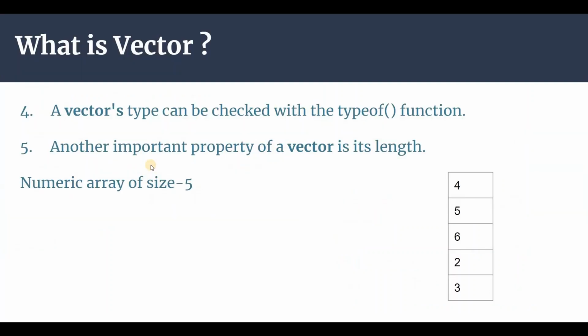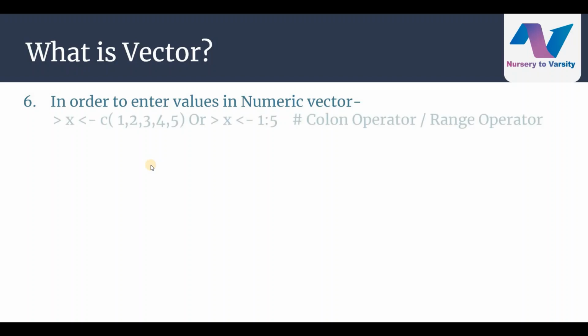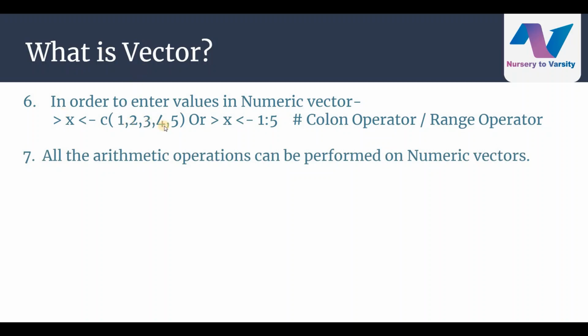And we'll go again to this slide, and we can see what the 6th statement says. It says, in order to enter values in a numeric vector, we can use either the C function or the colon operator, or we can call it the range operator. In the C function, you have the leverage that you can store any random values. That can be 1, 5, 7, 8, 10, any random values. But when you are using the colon operator, you will be storing values in a sequence wherein you give your first value and your last value. And when you store this into X, it will be storing values 1, 2, 3, 4 and 5, right? So we have already seen its practical implementation.